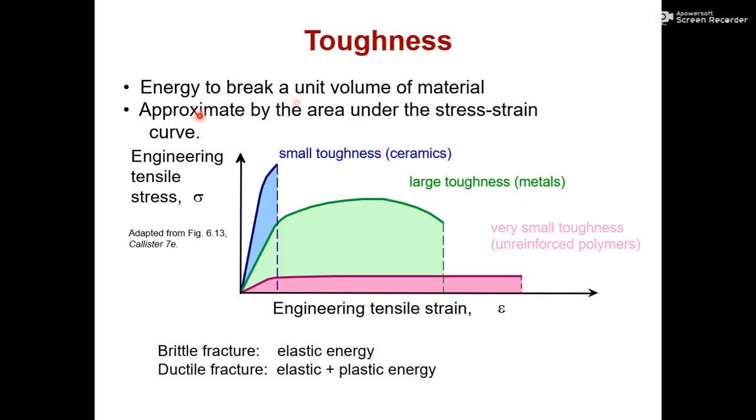We do have toughness, that is, the energy to break a unit volume of a material is normally known as toughness. That is approximately the area under the stress strain curve, which we normally consider as toughness. So for polymers we have a very small toughness, the pink color one you can see. For metals we have a large toughness, and for ceramics we also have small toughness. So for brittle fracture we have elastic energy. For ductile fracture we have elastic plus plastic energy, both. So up to some region it will be in the elastic region, and then it will undergo into the plastic region.